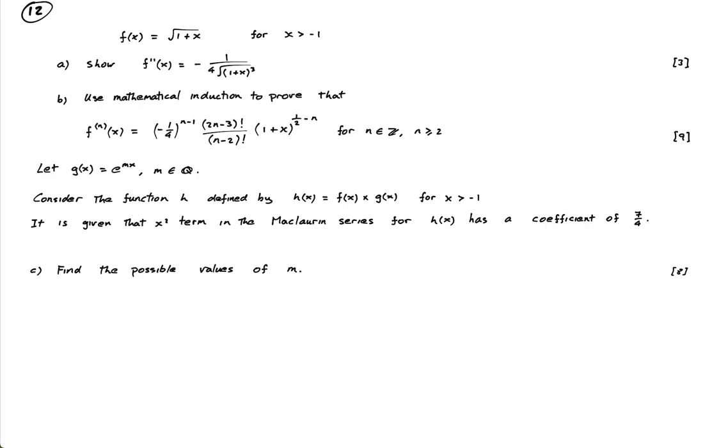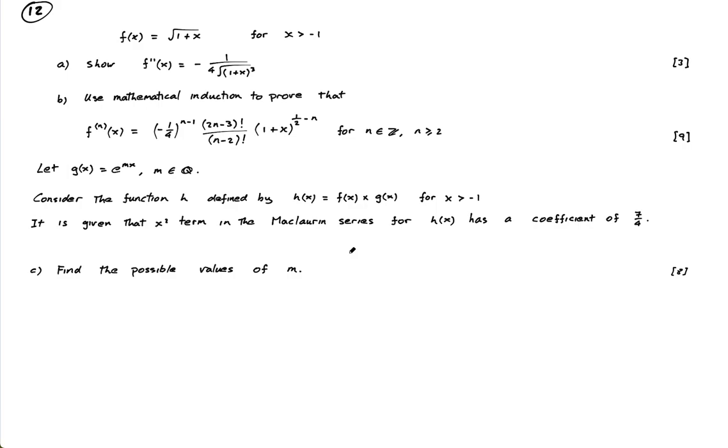Okay, so question 12c, the last part of the last question. Yes, it's hard, as you'd expect for the last part, but it's not as bad as it looks. It's not as bad as part B, I think, anyway. We have g of x equals e to the mx. Consider the function h defined by h of x equals f of x times g of x. It is given that the x squared term in the Maclaurin series for h of x has a coefficient of 7/4. Find the possible values of m.